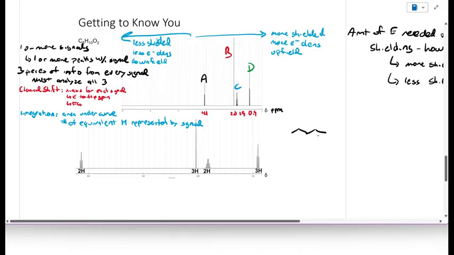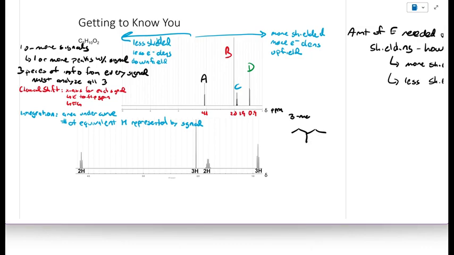If we look at a molecule, I'm just going to make up this molecule. Let's say this molecule, 3-methylpentane. If we look, 1, 2, 3, 4, 5, this molecule has 6 carbons, so its molecular formula would be C6H14.